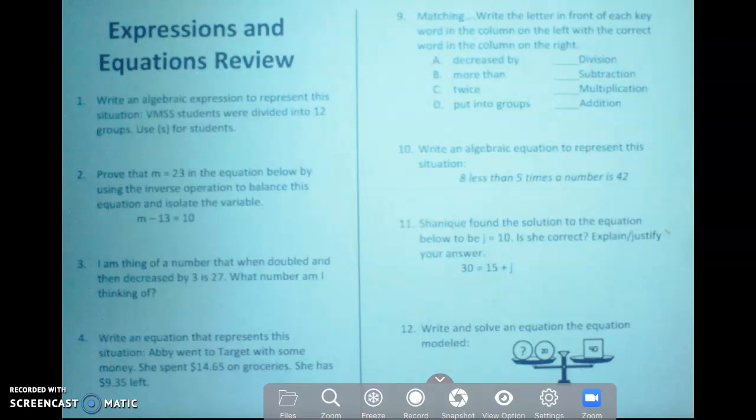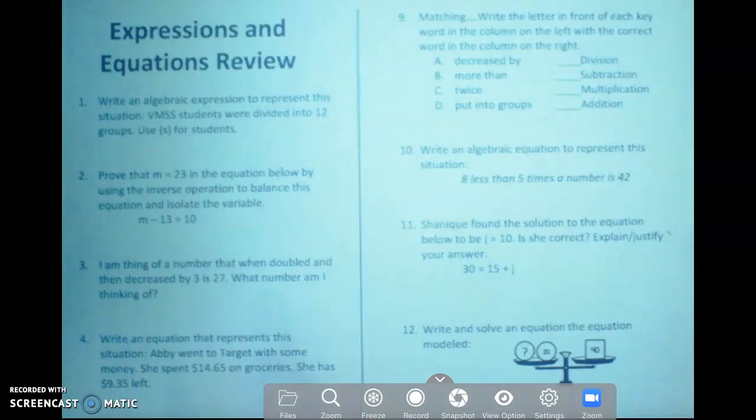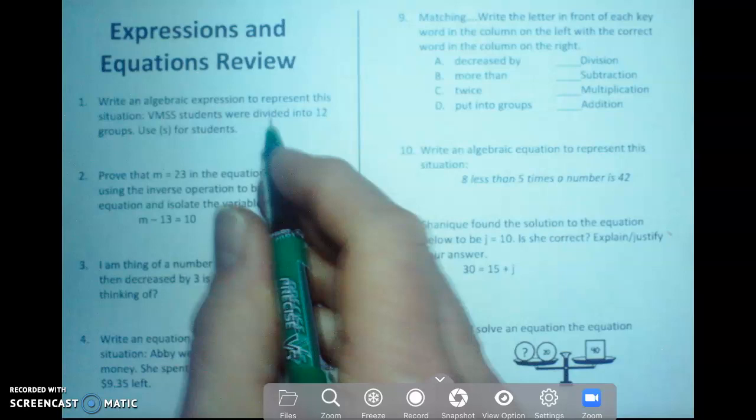Hello, this is a tutorial on the expressions and equations review assignment. We are going to, in this first one, write an algebraic expression to represent the situation.